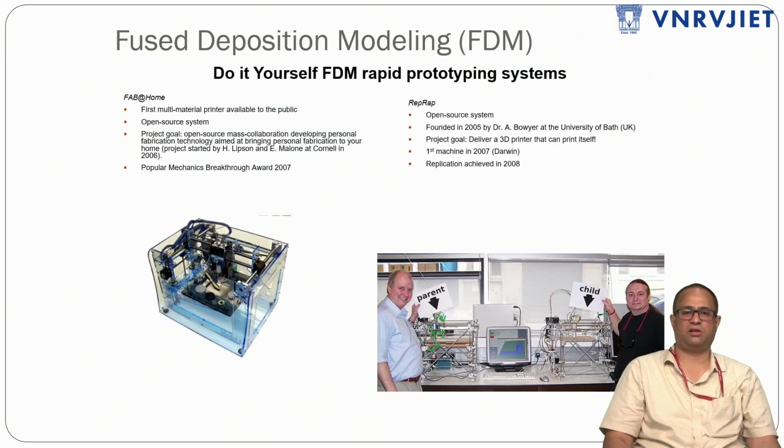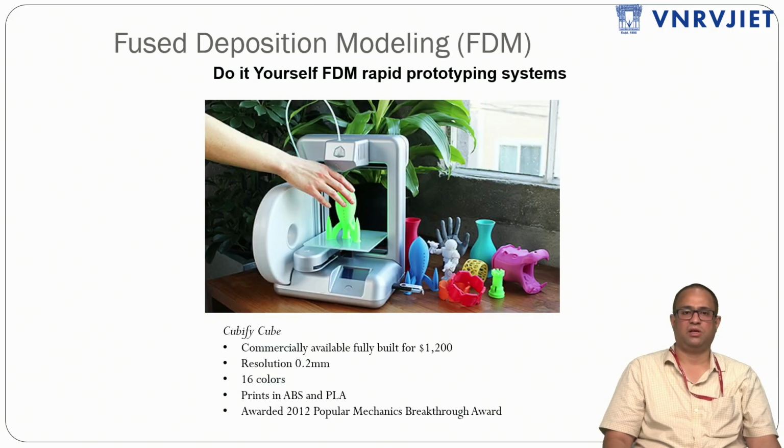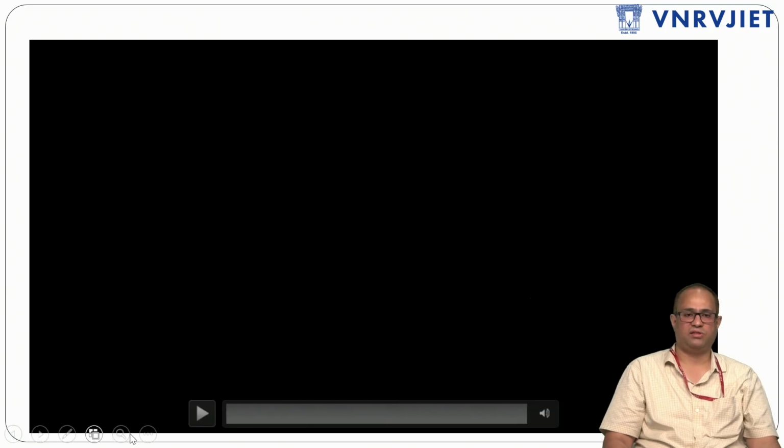And you can see this do-it-yourself FDM means that you can assemble the parts and develop your own printer. That is called do-it-yourself FDM rapid prototyping. Here you can see these are small demo models you can make, and the printer is very compact and occupies very little space. You can work with different colors. And you can see there's a small video of FDM.